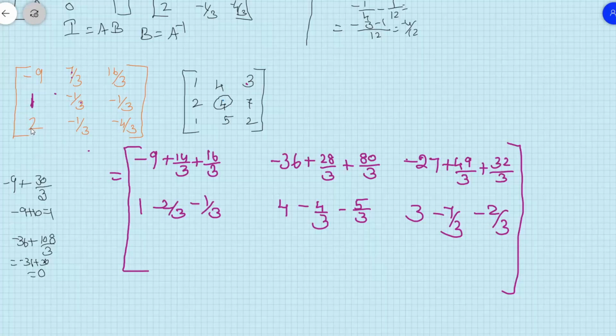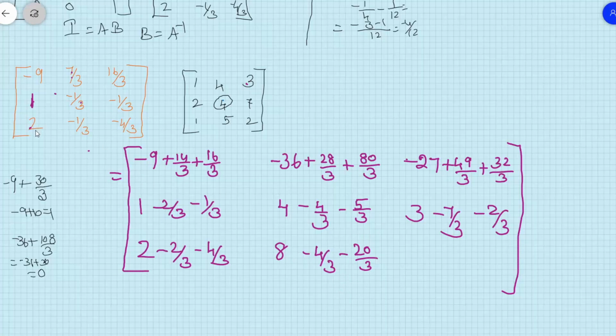Finally, the last row, that is third row into first column, is 2 into 1, 2, minus 2 by 3, minus 4 by 3, that will be minus 6 by 3, is minus 2, so this is getting 0. Then 2 into 4 is 8, minus 4 by 3, minus 20 by 3, that will be minus 24 by 3, minus 24 by 3 is minus 8, so 8 minus 8, it is getting a 0.